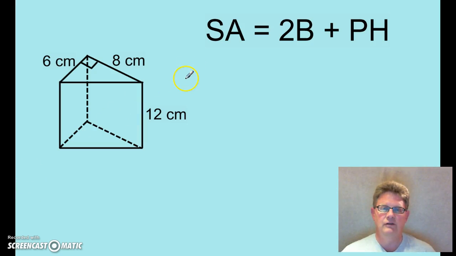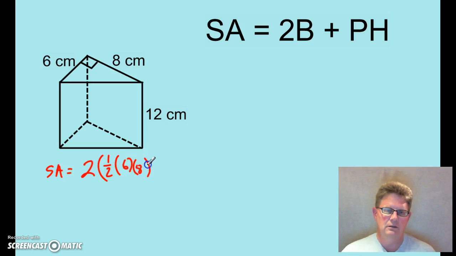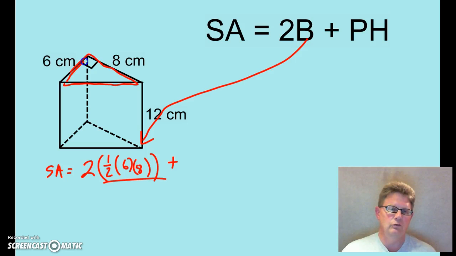Alright, let's put it into practice again. Here you have a triangular prism. So the surface area equals 2, okay, we're finding the area of a triangle, 1/2. The base of the triangle is 6. The height of that triangle is 8. So that's 2 times the area of the base. That's the capital B right there. Plus, alright, we need the perimeter of this triangle. Really, we're going to have to use the Pythagorean theorem to find out what that missing side is.